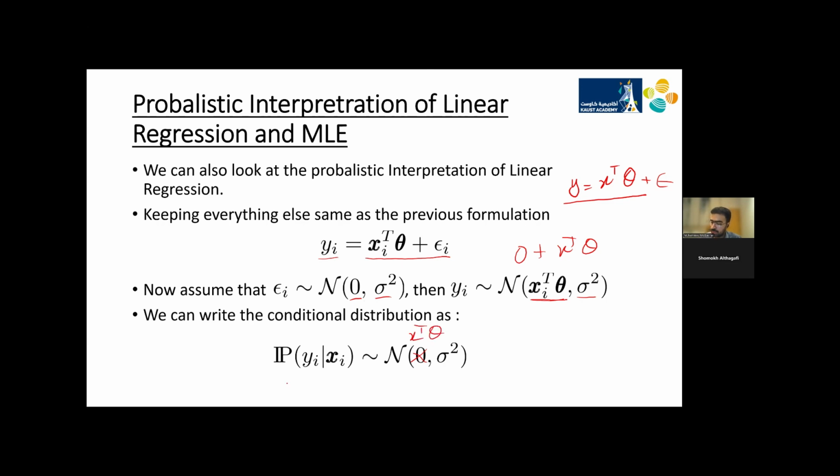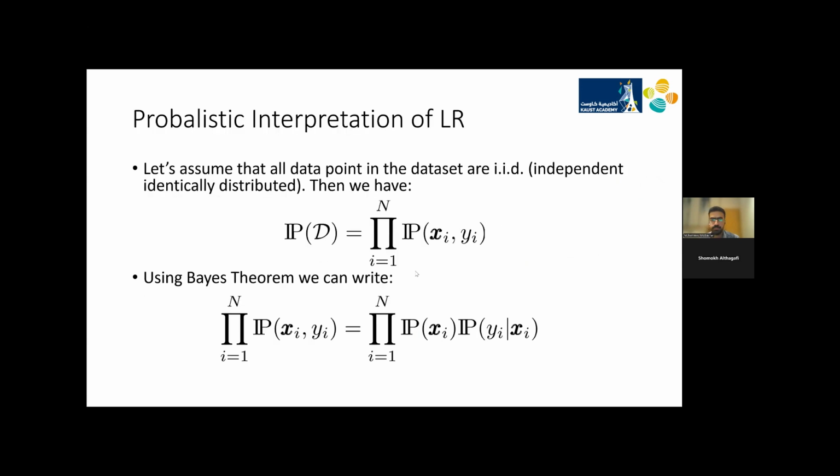Okay. So the probability of y given some x will be represented by a normal distribution with mean x transpose theta and standard deviation sigma. So this is just representing our linear regression in the form of a probability distribution. There is nothing fancy going on here. All good?